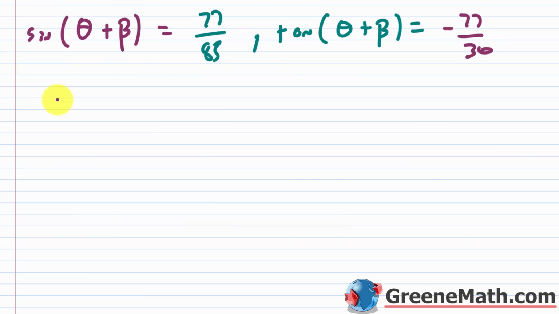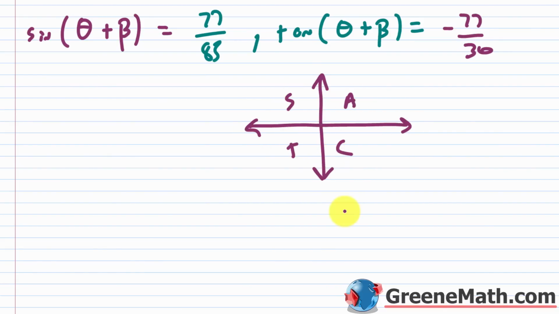For the quadrant of theta plus beta, sine is positive, tangent is negative. So let's think about this. Again, if I use my poorly drawn coordinate plane here, all students take calculus.